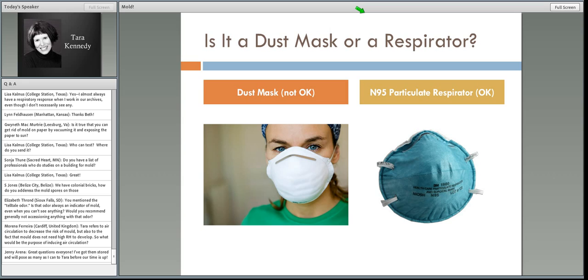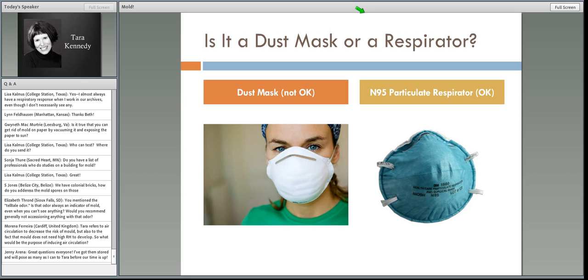It's usually printed right on the respirator, as you see in this example that I have on the right. Another good indicator, believe it or not, is the number of straps that are on it. If there's a double strap associated with it, oftentimes that's going to be a higher particulate filtration level than your standard dust mask like you see on the left.